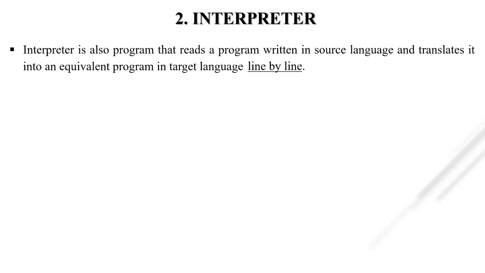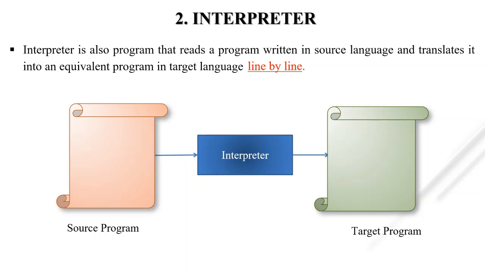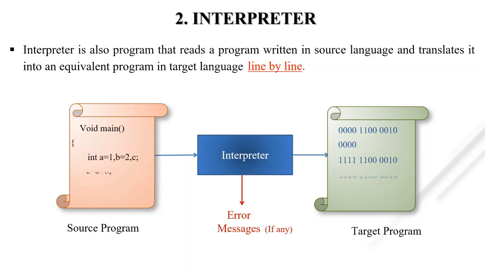See the figure for better understanding. The interpreter translates this first line, void main, into machine language. If there is any error, it reports it to the user. Next, the second line is translated into machine code, then the third, and so on. We see that in a compiler, the whole program is translated at a time, but in an interpreter, it converts line by line.